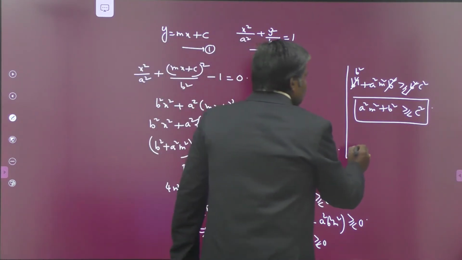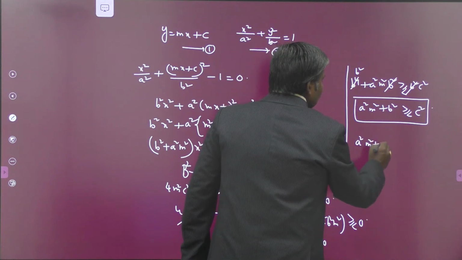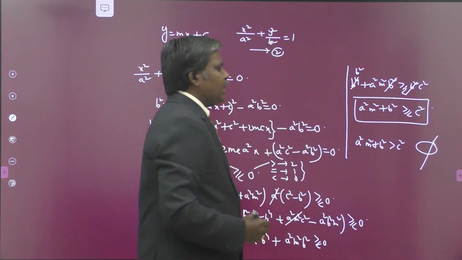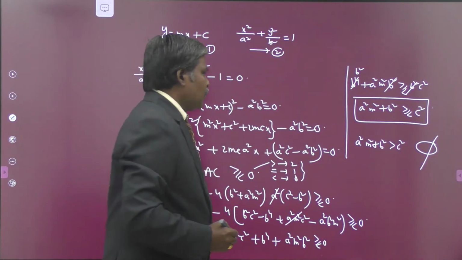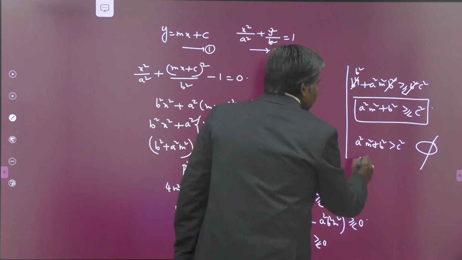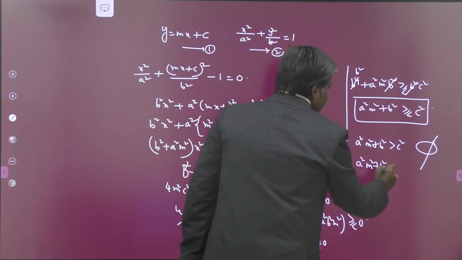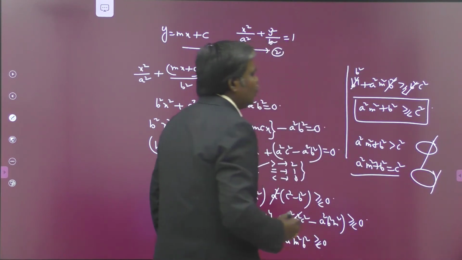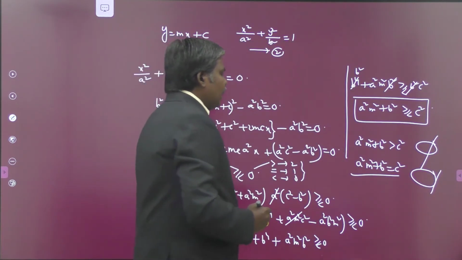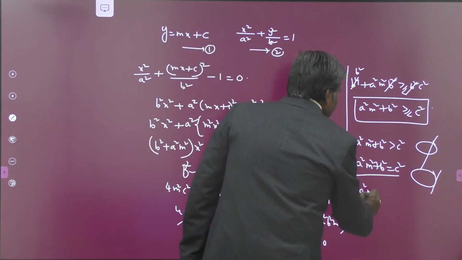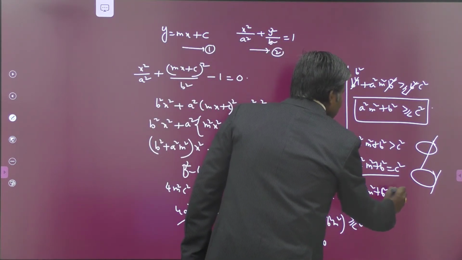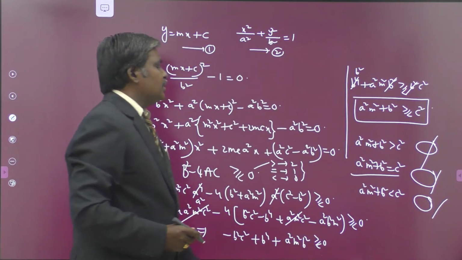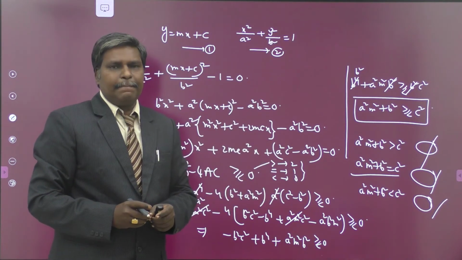That means for a square m square plus b square greater than c square, your ellipse intersects the line at two real and distinct points. A square m square plus b square equal to c square, then your line touches the ellipse at only one point. And for a square m square plus b square less than c square, the line is completely outside your ellipse. These are the three conditions here.